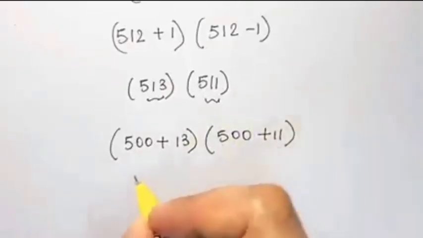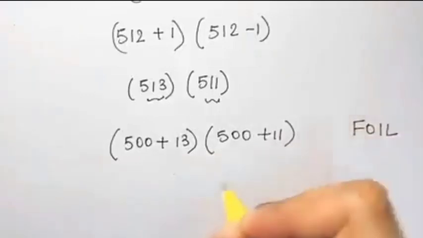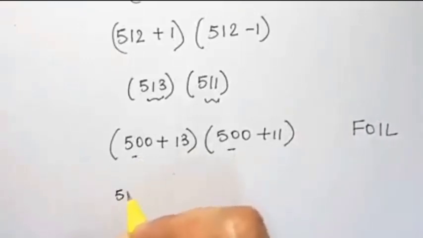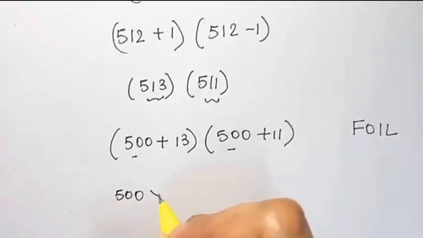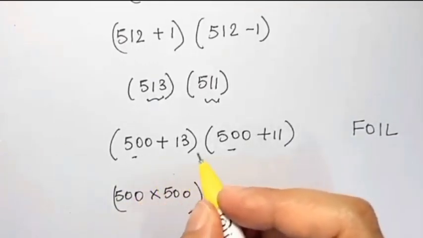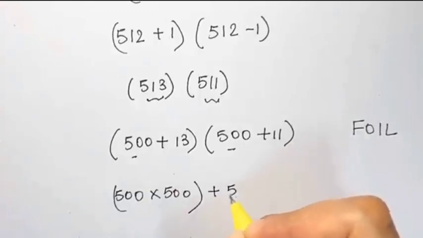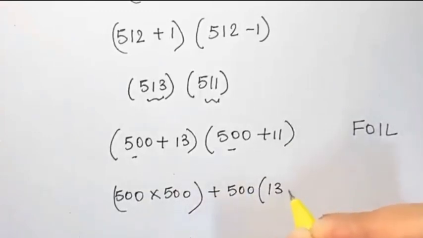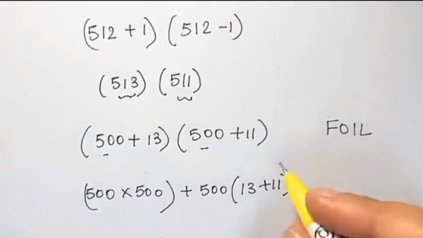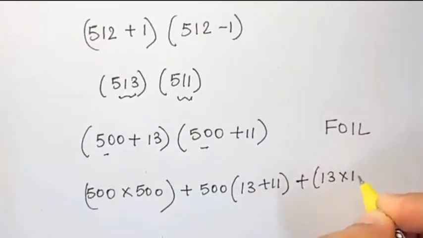And now we're going to use the FOIL method and multiply the two brackets. So we have 500 times 500, so we're going to write that 500 times 500. Then we have 500 times 11, 500 times 13, so we're going to write it like this, plus 500 multiplied by 13 plus 11. And then the last term, plus 13 times 11.